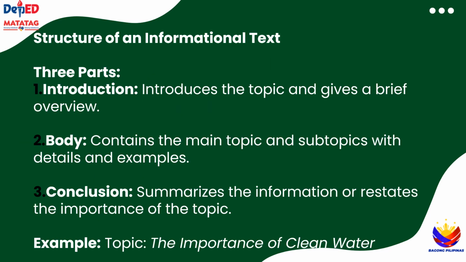Now that we know what an informational text is, let's talk about its structure. Informational texts have three main parts: the introduction, the body, and the conclusion. The introduction gives us the topic and a quick preview of what's coming. The body goes deeper into the details, usually by breaking down the topic into smaller parts called subtopics. The conclusion wraps it all up and summarizes what we've learned.